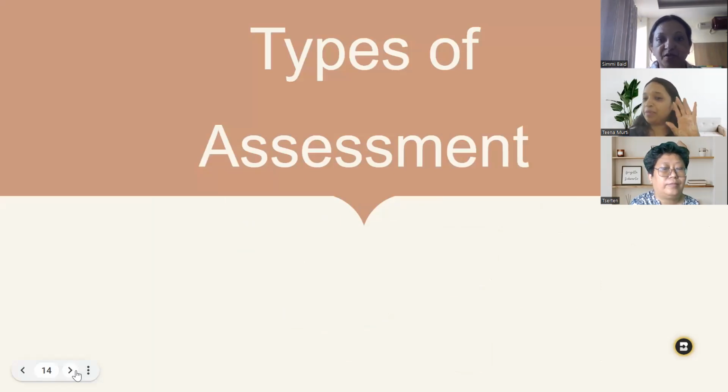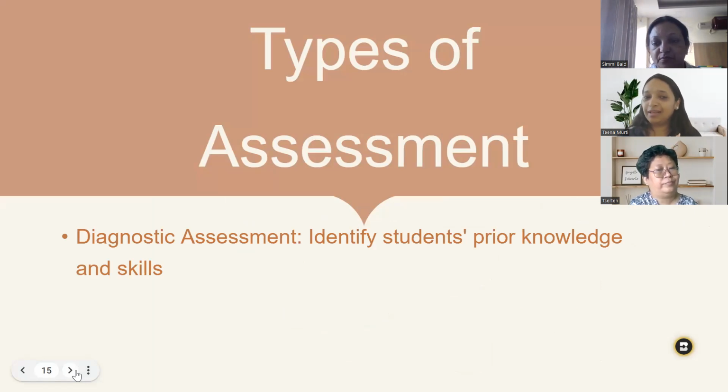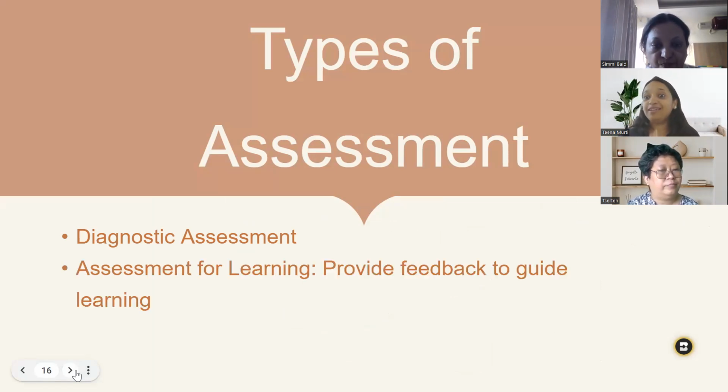Okay, so the types, remember the metaphor we had? As a compass, diagnostic assessment will help us identify our direction to start with, where to go. Then assessment for learning, beautifully explained and facilitated by Ms. Aishika, where she spoke about how it can set up our journey ahead. So maybe the roadmap, because it gives us a direction and sets us to go ahead, right?